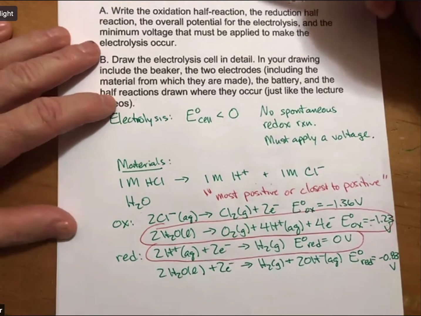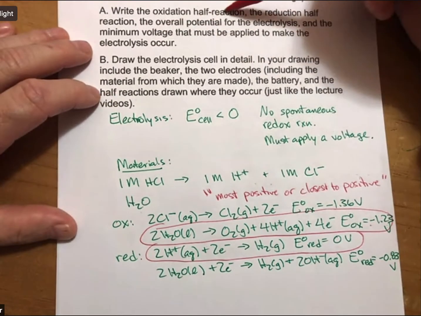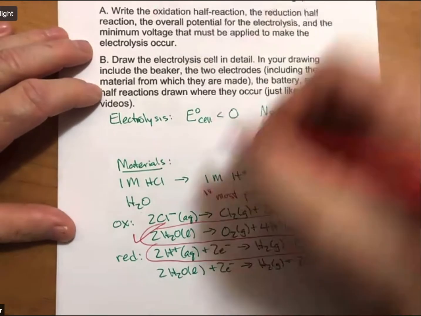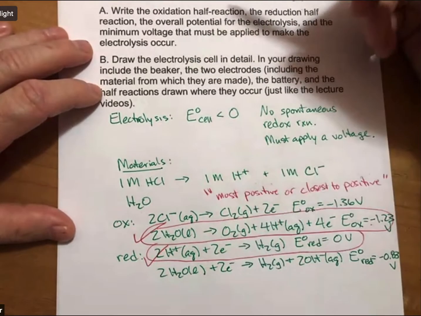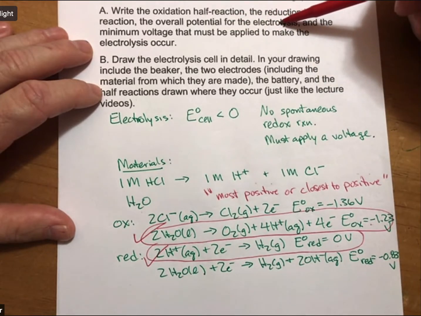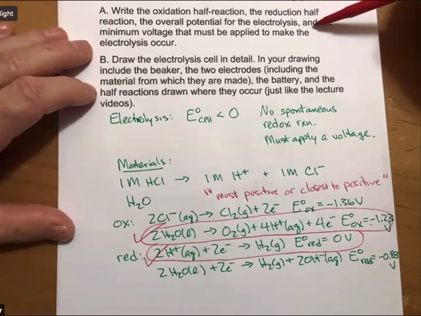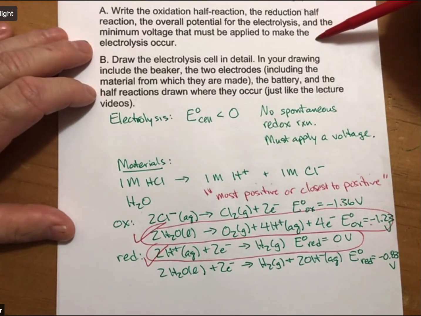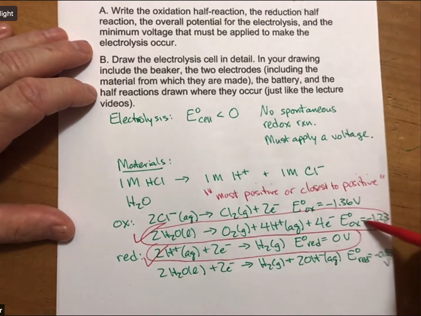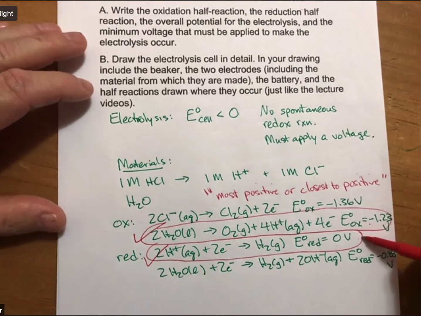Let's see. So write the oxidation half reaction, check. The reduction half reaction, check. The overall potential for the electrolysis and the minimum voltage that must be applied to make the electrolysis occur. Well, the overall potential is, again, we're just going to do the same thing as for voltaic cells. We're going to add these up.